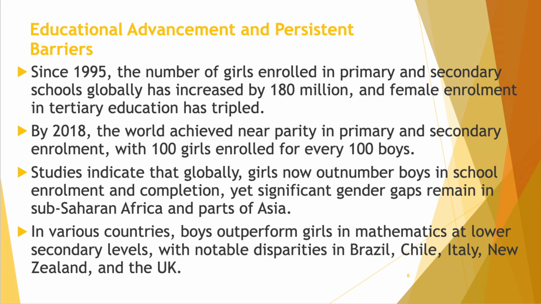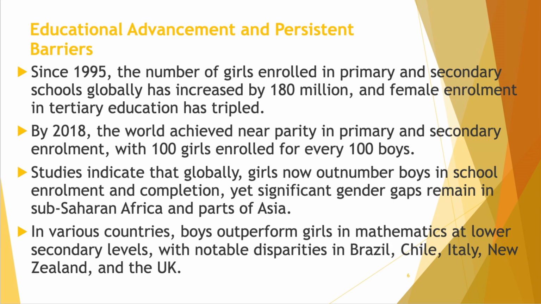And by 2018, the world achieved near parity in primary and secondary enrollment, with 100 girls enrolled for every 100 boys. And studies indicate that globally, girls now outnumber boys in school enrollment and completion, yet significant gender gaps remain in sub-Saharan Africa and parts of Asia.